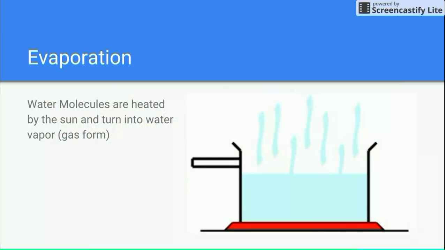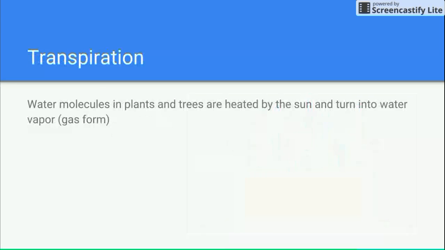Evaporation is when water molecules are heated by the sun and they turn into water vapor. So it's water in the gas form. So water can be in liquid, solid, or gas form. Transpiration is when water molecules in plants and trees are heated by the sun, and then this turns into water vapor in gas form. So this is the same as evaporation, but the source of the water is coming from plants and trees.